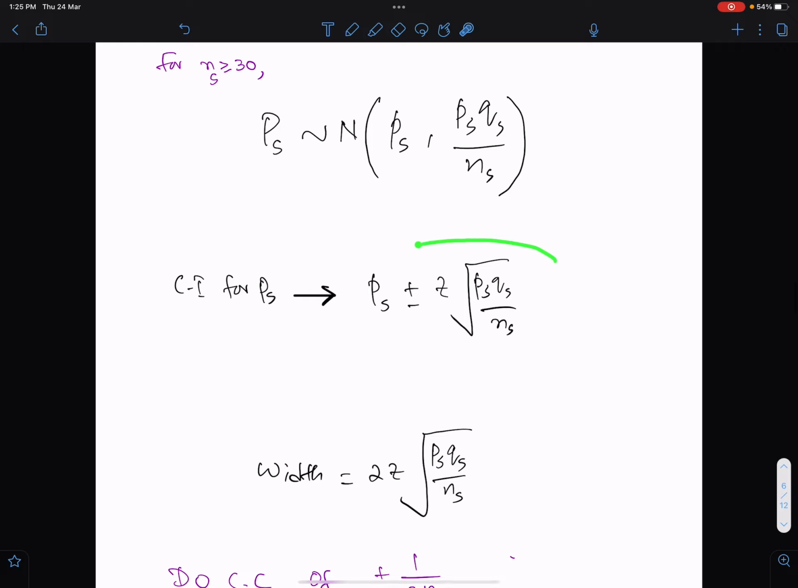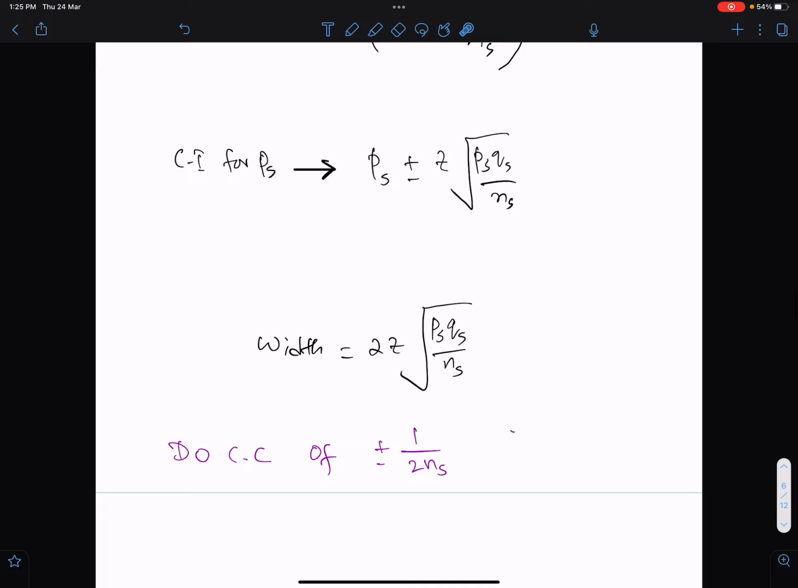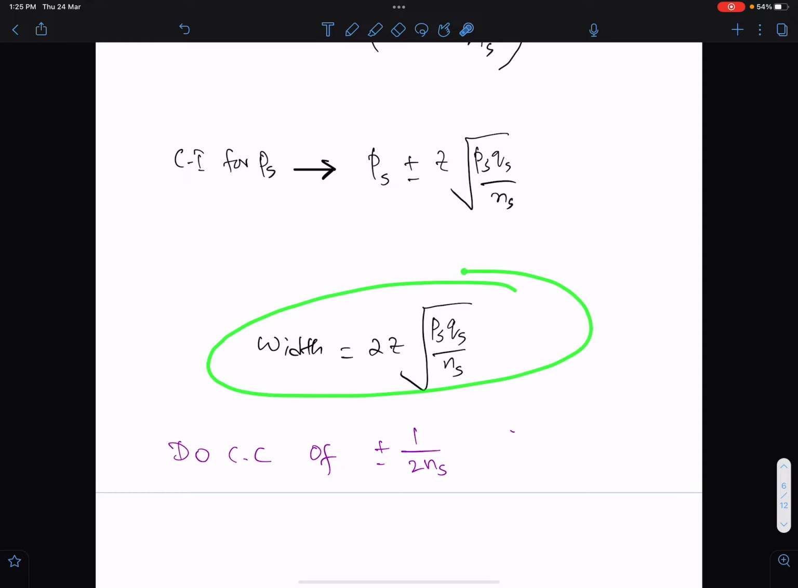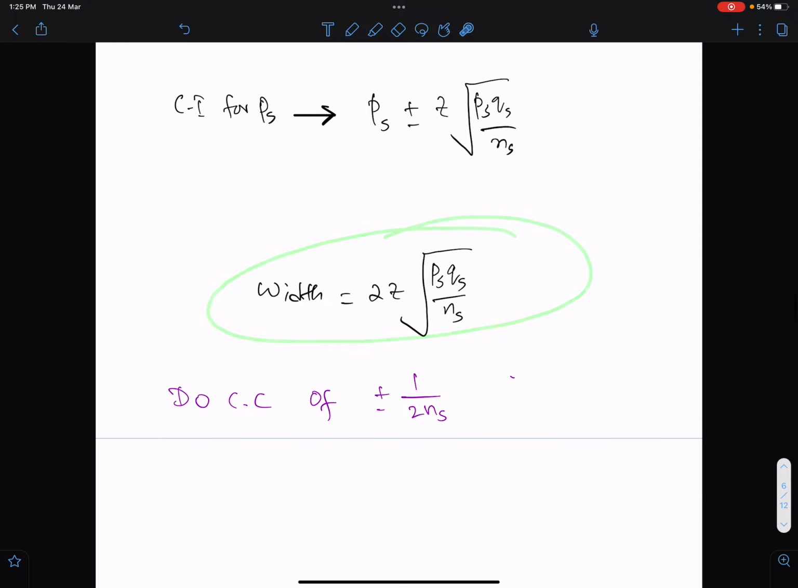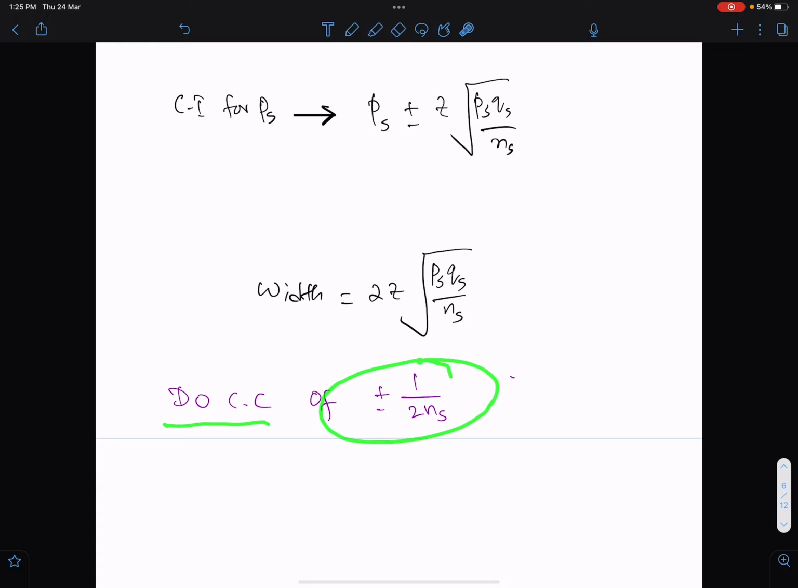And this is the formula of confidence interval for sample proportion. PS plus minus Z, and square root of this thing is here. When you multiply this factor by 2, you will get the width for sample proportion. If you are working for probability of sample proportion, then always do continuity correction of plus minus 1 upon 2 NS. I discussed this thing in detail in my samplings lecture.